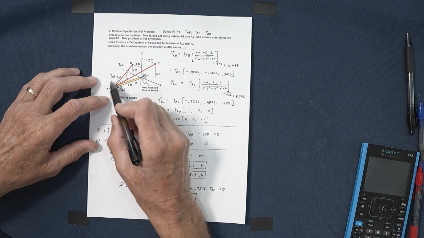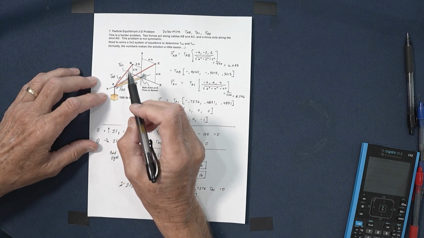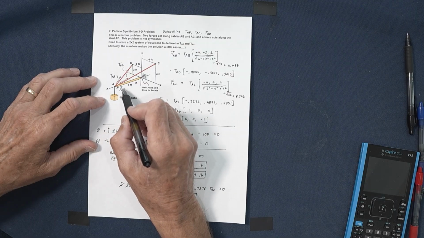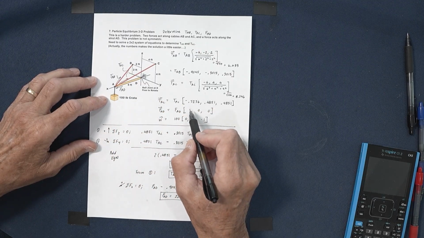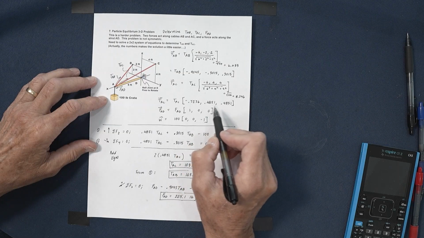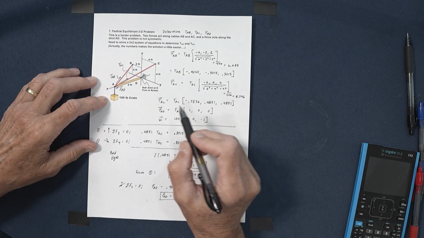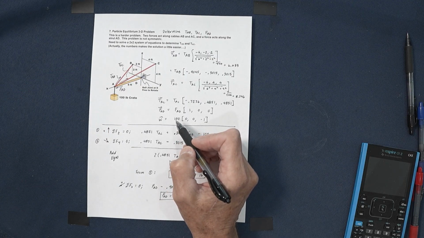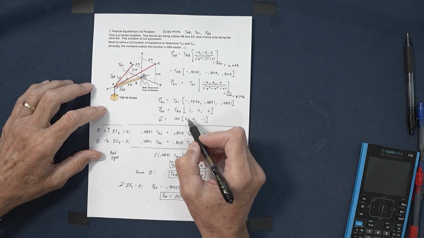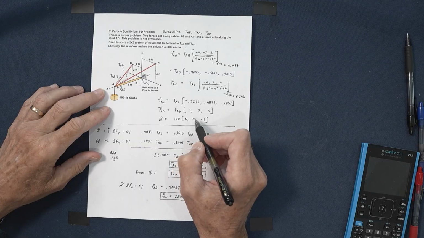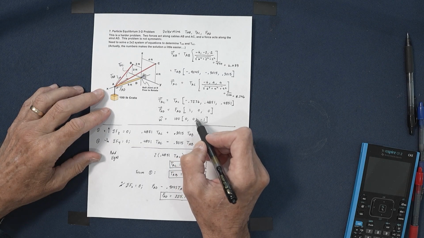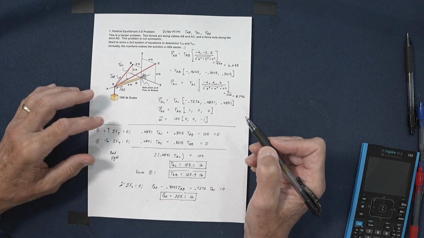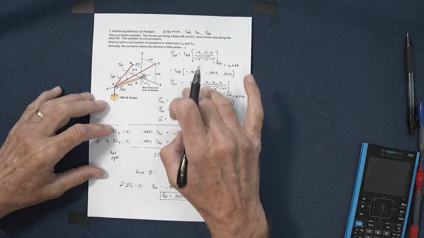The FBD, and this is my free body diagram right here, is at point A. This strut is pushing at A, and so its unit vector is 1 in the x, 0 in the y, and 0 in the z. The weight, its unit vector, is 0 in the x, 0 in the y, and -1 in the z, times 100. So these give me all of my unit vectors.